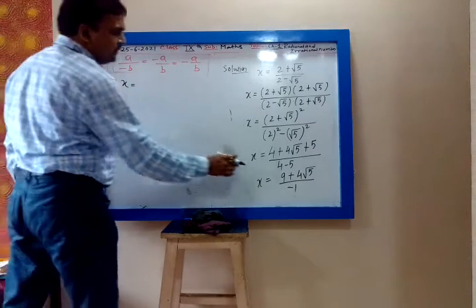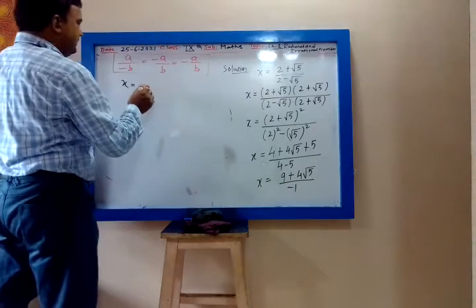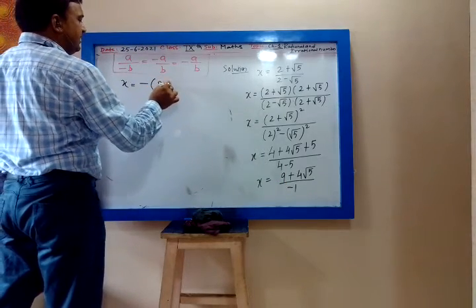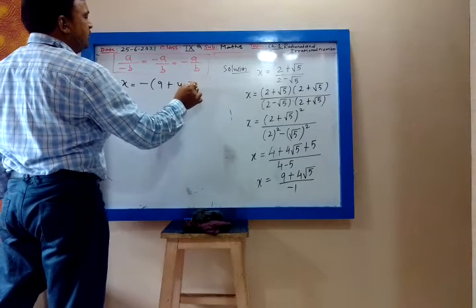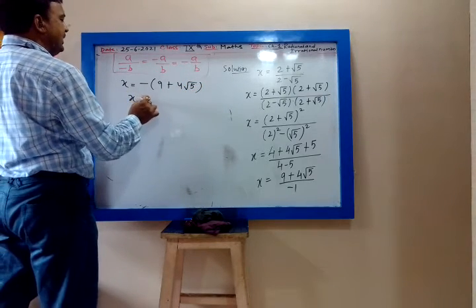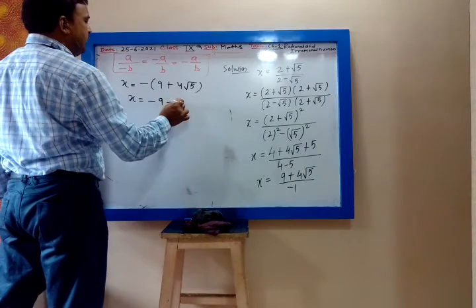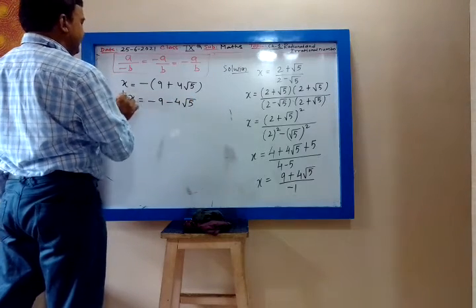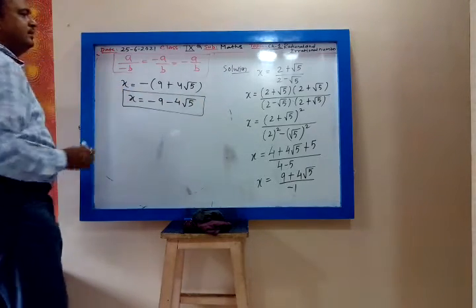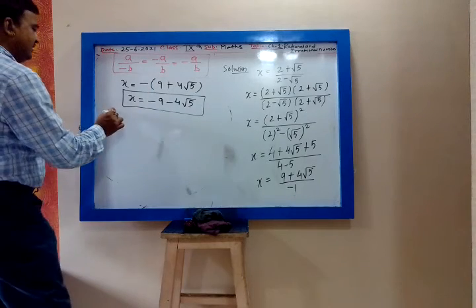Yes. So this minus sign I can take up, that will be minus 9 plus 4 root 5. Minus 9 plus 4 root 5, open the bracket, that will be minus 9 minus 4 root 5. And this is the answer of x. We have simplified x. Similarly, you have to simplify y.